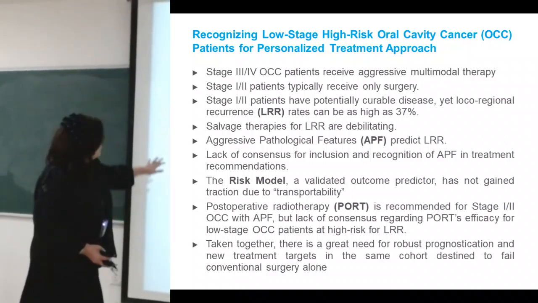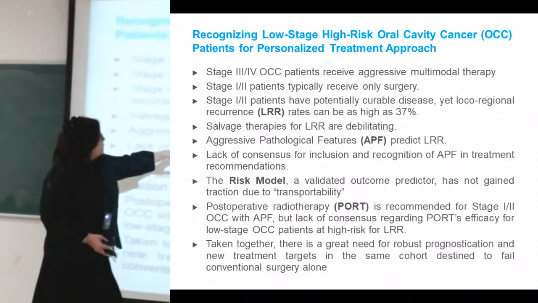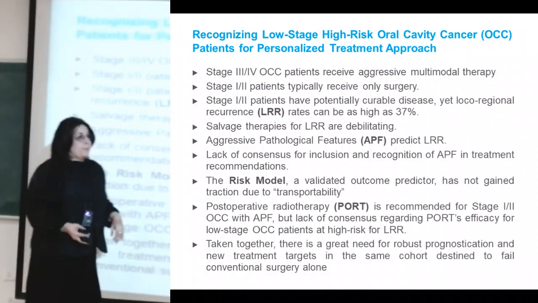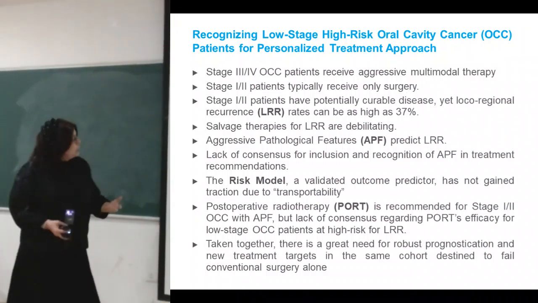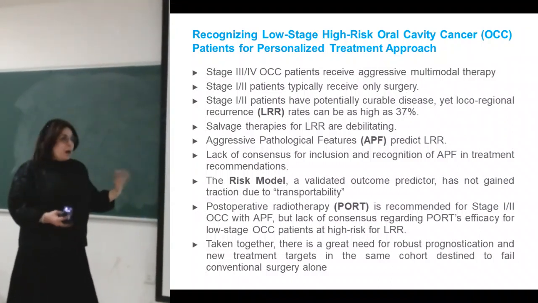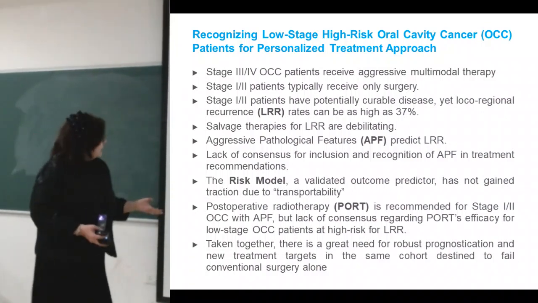So there are features that are called aggressive pathology features, or APF. And different people use different features. They've been reported in the literature. But how they're used, how they're recognized, has not yet achieved consensus.